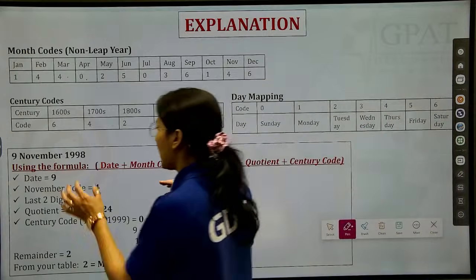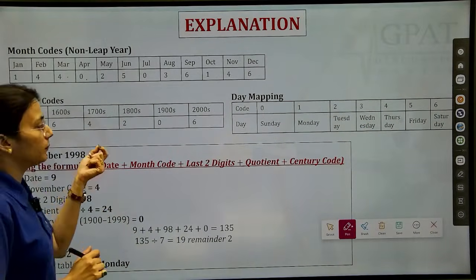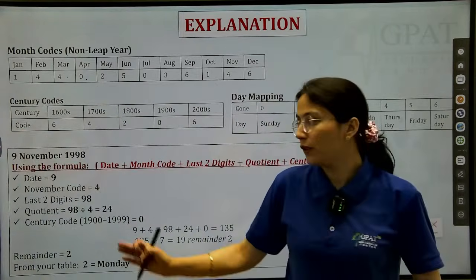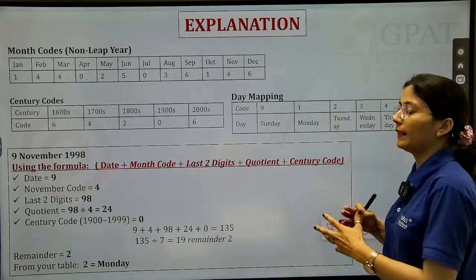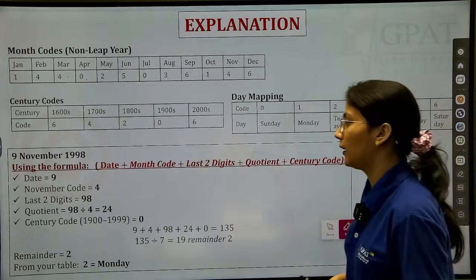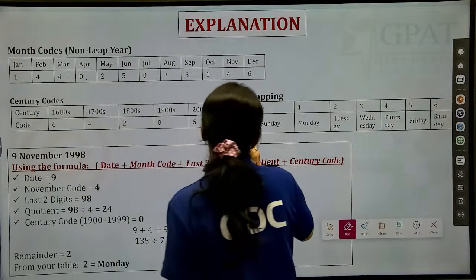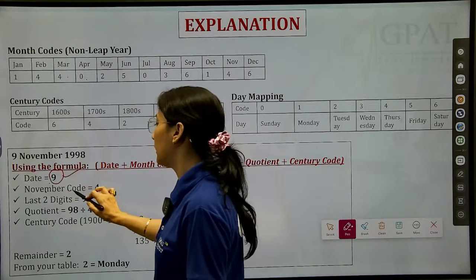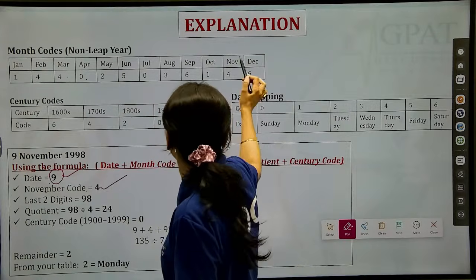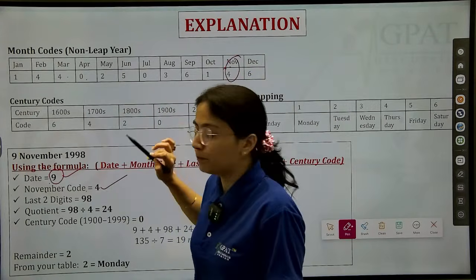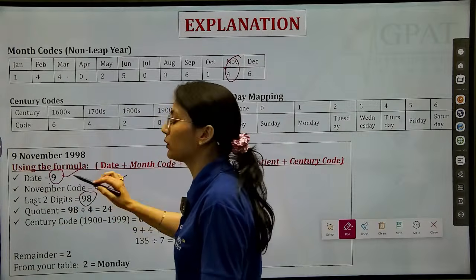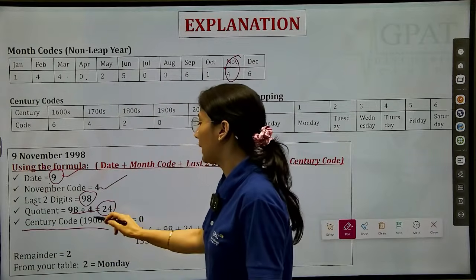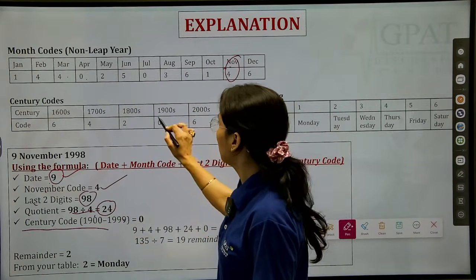First we have the formula: date plus month code plus last two digits plus quotient plus century code. If we sum up all these, we will get our answer. The date is 9 November 1998, so date is 9. November code is 4, as you can see here. The last two digits are 98. We divide 98 by 4 and get 24. Similarly for century code, 1900 to 1999, we have 0.